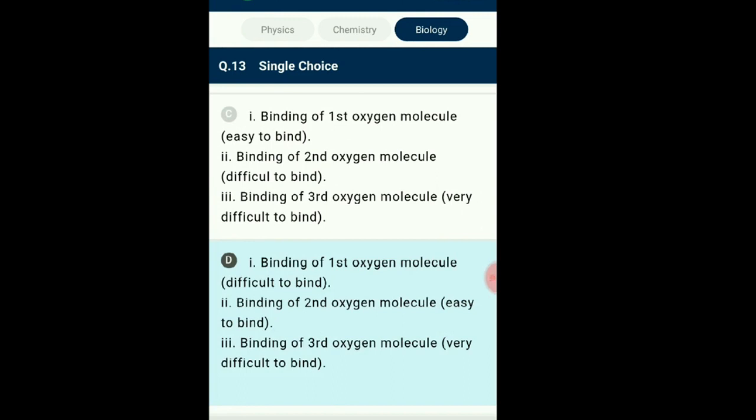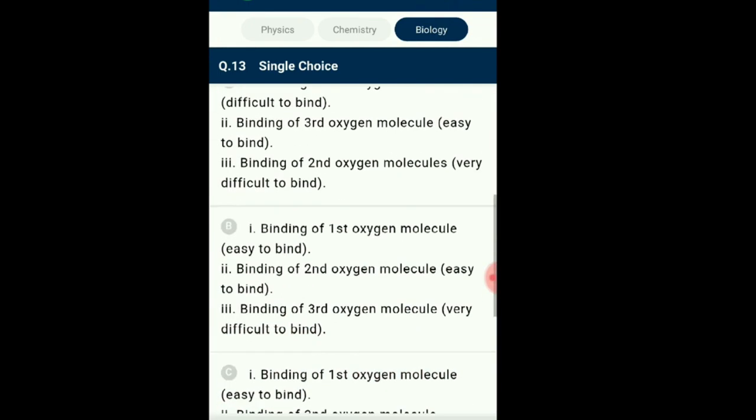First, binding of the first oxygen molecule is difficult. Second process, binding of the second oxygen molecule is easy. Third one, binding of the third oxygen molecule is very difficult.